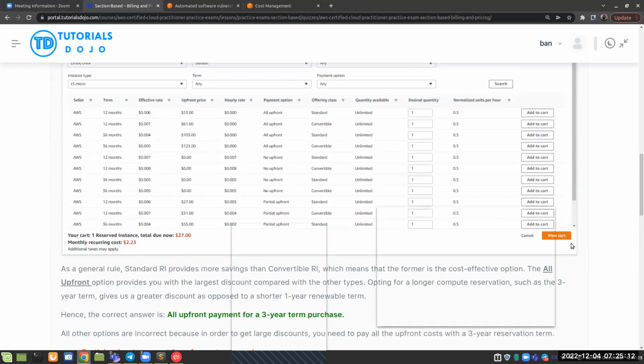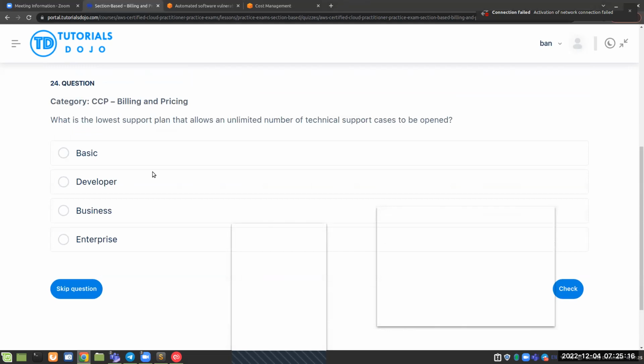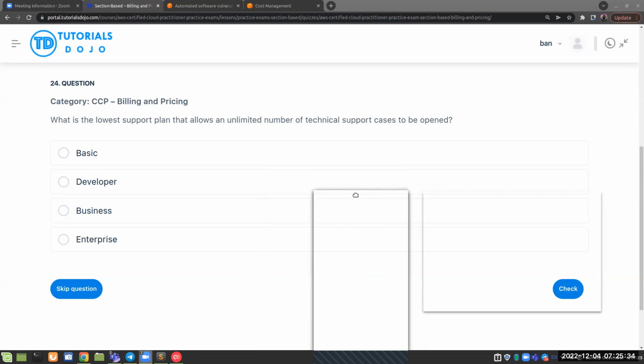Okay, so let's move to the next one. And please stop me if you have a question. I want us to finish the remaining 6 questions, so I'm a bit fast now. What is the lowest support plan that allows an unlimited number of technical support cases to be opened? That's for you, Maureen. Now it's back to our support plan table again. But this time, unlimited number of technical support cases to be opened. Which support plan will do that?